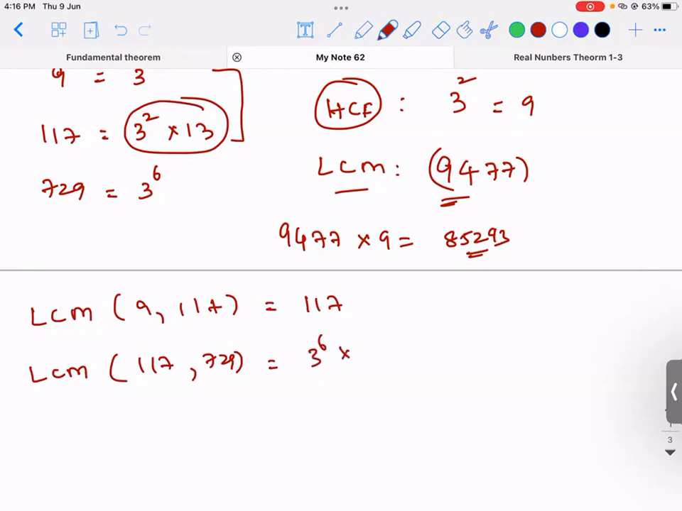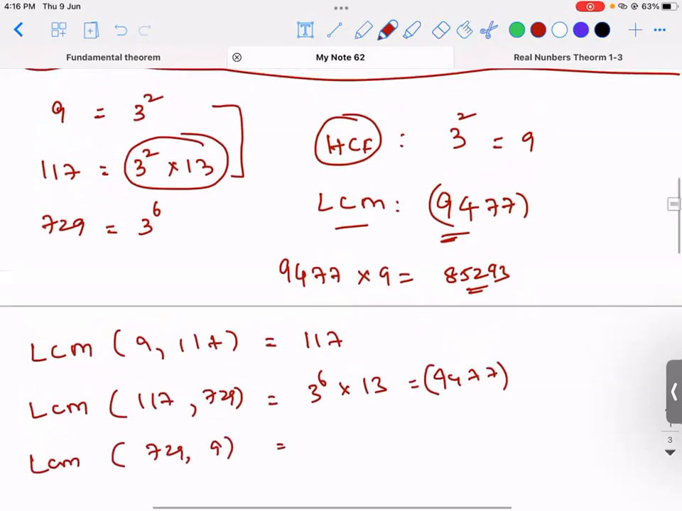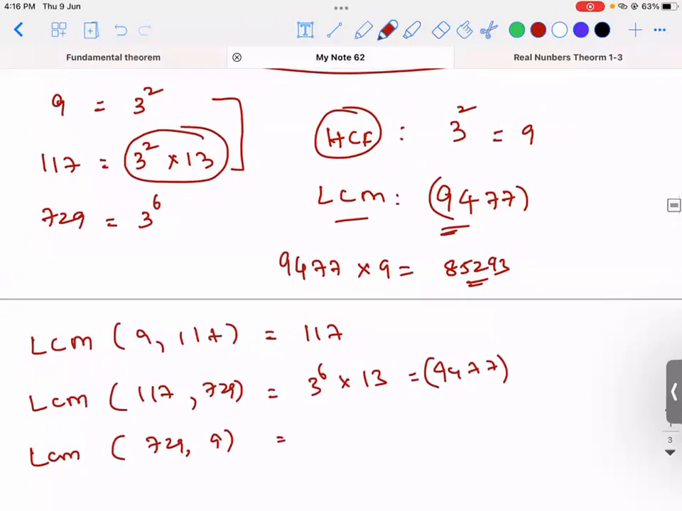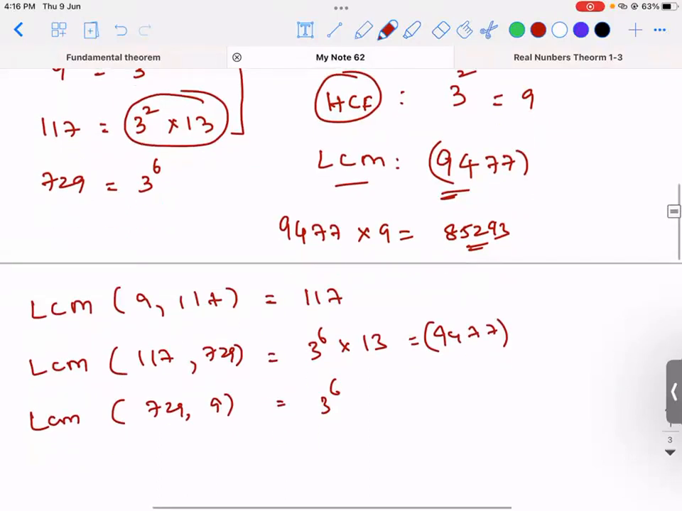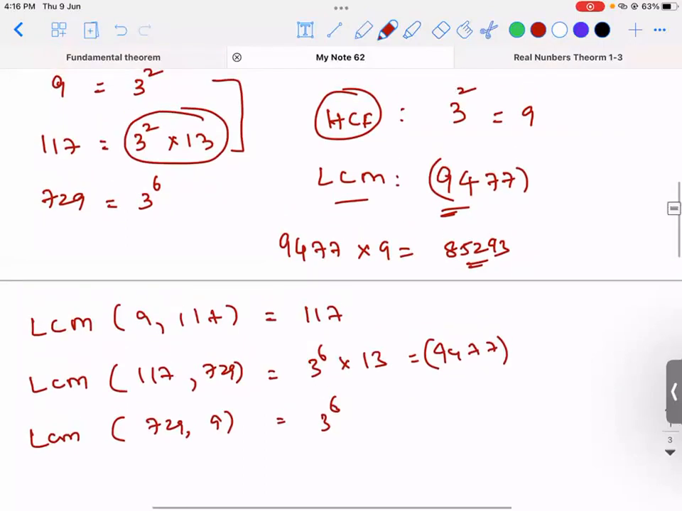Yes, that's a big number. So let's not be in a hurry to multiply. That's what the answer, 9477. Okay, 9477. We already know this. So LCM of 729 and 9 is how much? 729. That is 3 power 6. Now can you substitute everything and check if you are getting the HCF as 3 square? See if this is working.